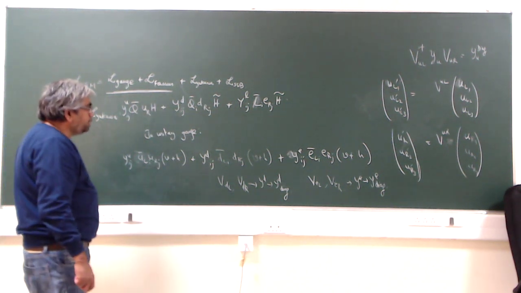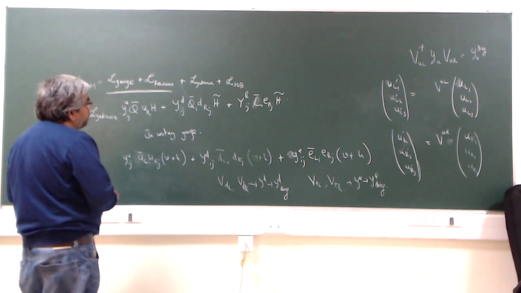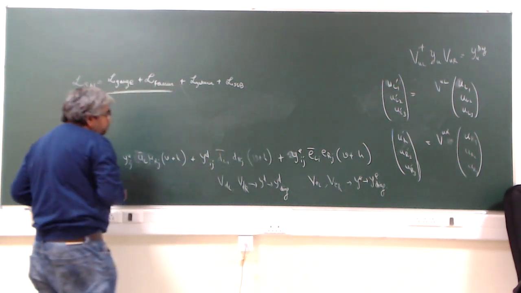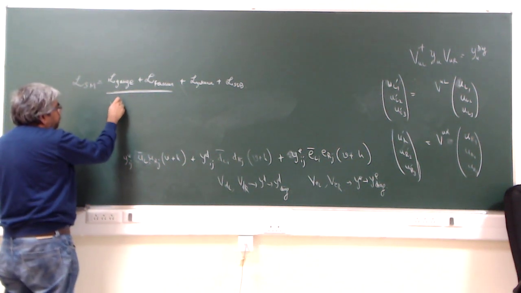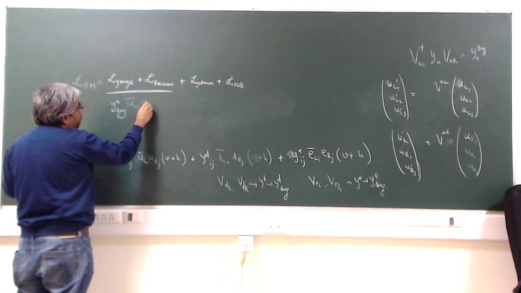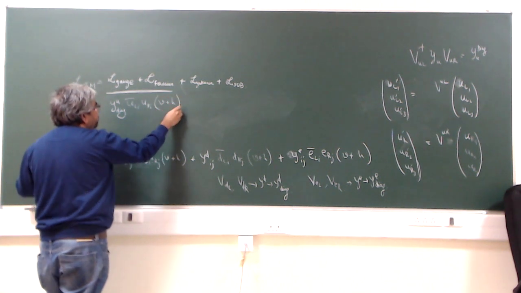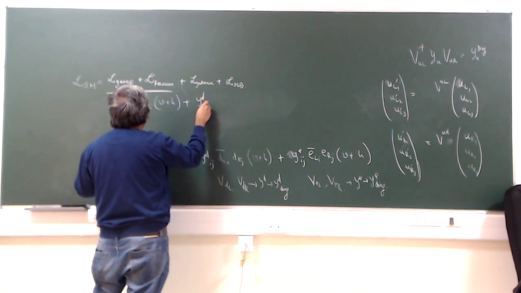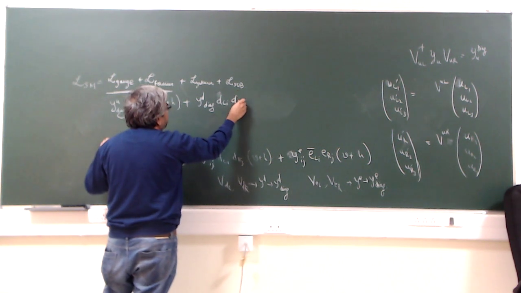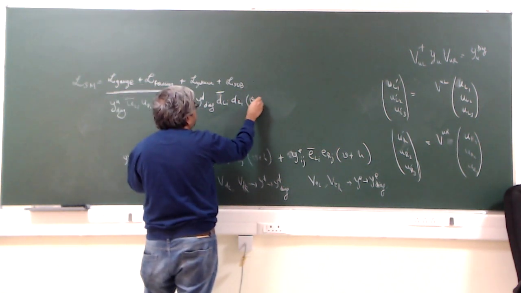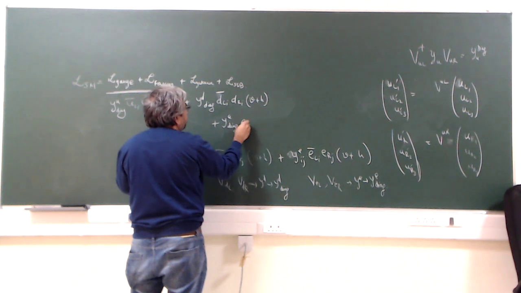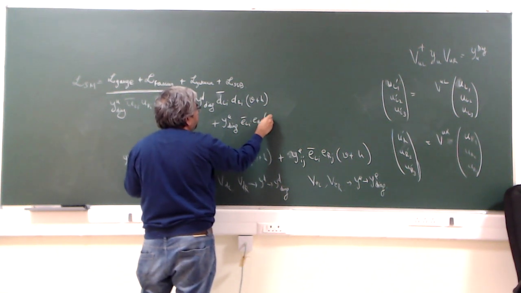So this entire Lagrangian becomes Y_U diag, U_Li bar U_Ri (v plus H), plus Y_D diag, D_Li bar D_Ri (v plus H), plus Y_E diag, E_Li bar E_Ri (v plus H).